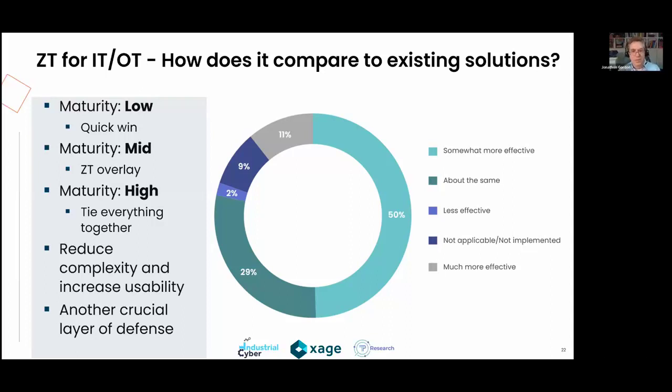The somewhat more effective could also be the fact that people have been deploying things for quite a while and they're not too happy with the results. They may have stuff deployed, but they may have still been breached. So it's hard to specifically tell from the answers here. But we've seen this reduced complexity and increased usability come up time and time again. And the bottom line is it's another crucial layer of defense. We always talk about defense in depth when it comes to securing these environments. So zero trust is a really good overlay and add-on to that.